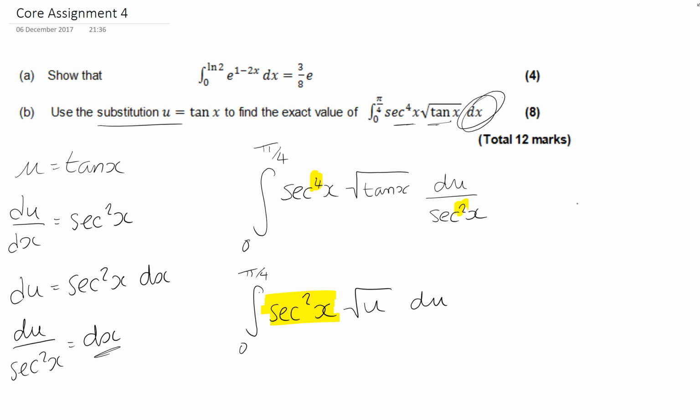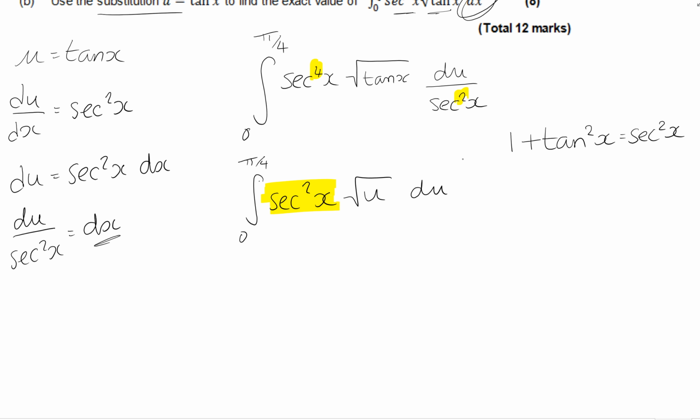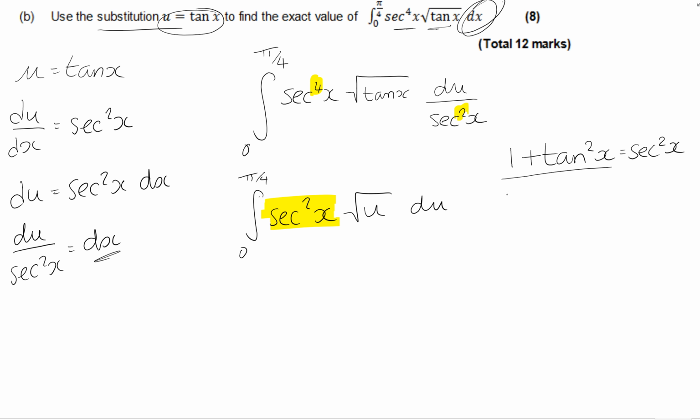Now, one of the trig identities that we need to remember for Core 3 is that 1 plus tan squared x equals sec squared x. Okay, and that's perfect for this question. So we don't even need to rearrange it. Before I do that, just to save a line of workings here, I'm going to write tan squared in terms of u. And tan squared in terms of u there is going to be 1 plus u squared equals sec squared x. So let's now pop that into our integral.